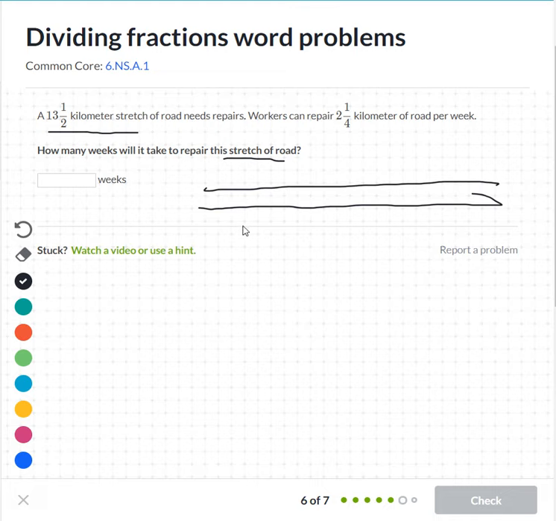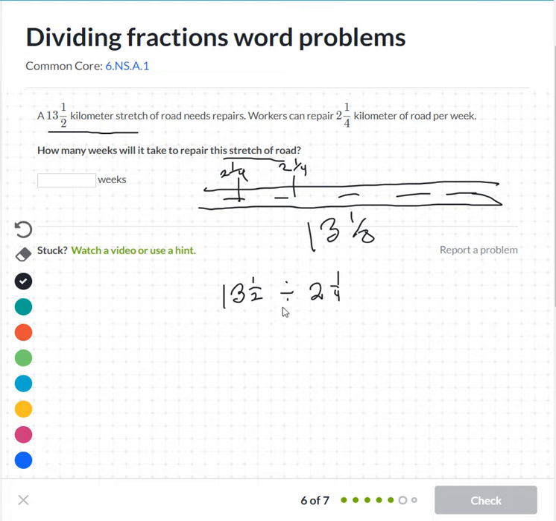So the road is 13.5 kilometers. And every week I'm going to do 2 1/4. I'm not sure how many of them it would be, but I do know that the road is what's being split. So 13 1/2 is being split into 2 1/4 segments.